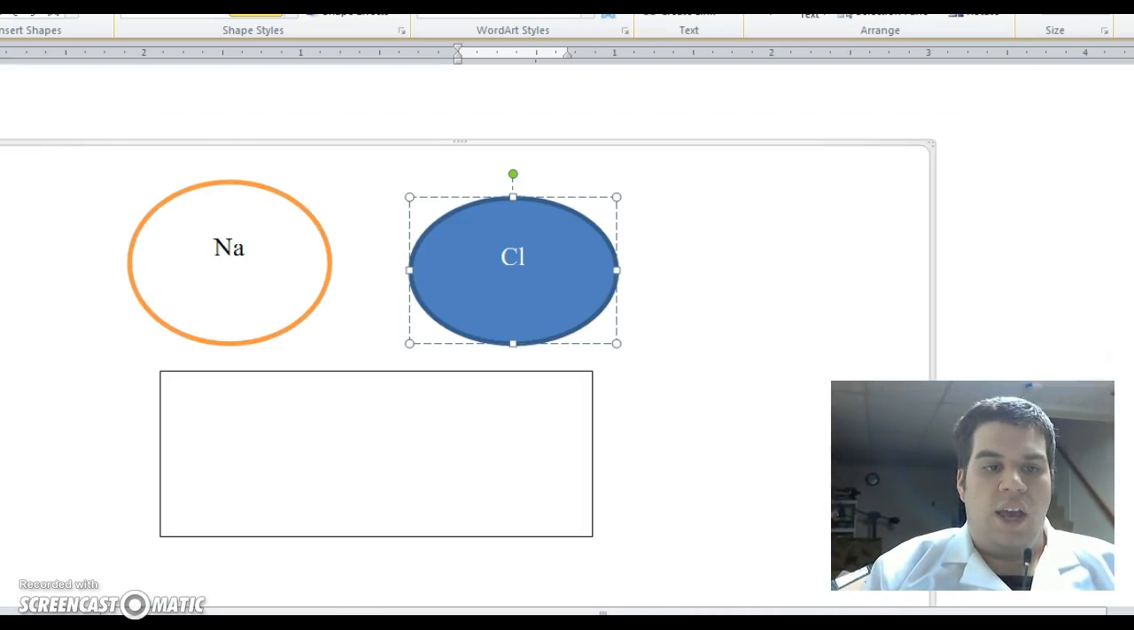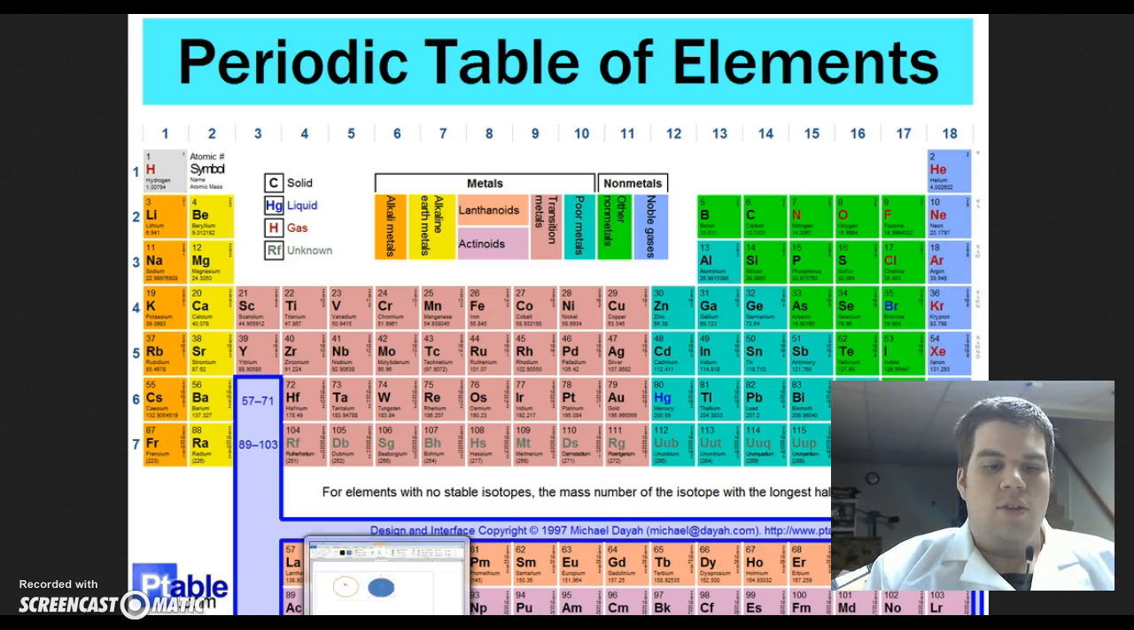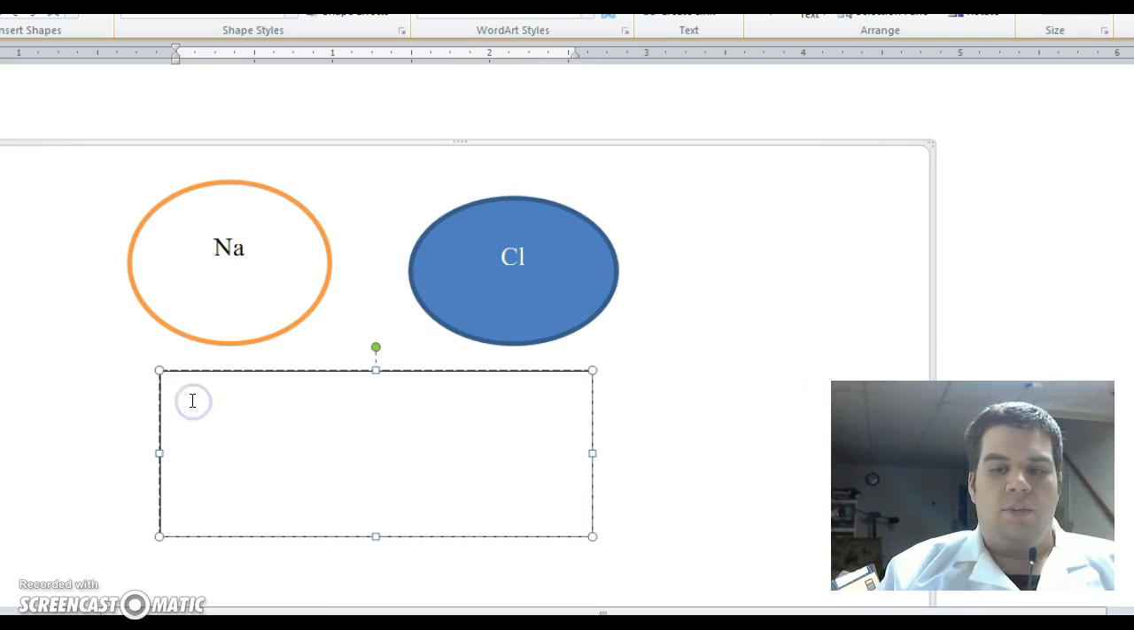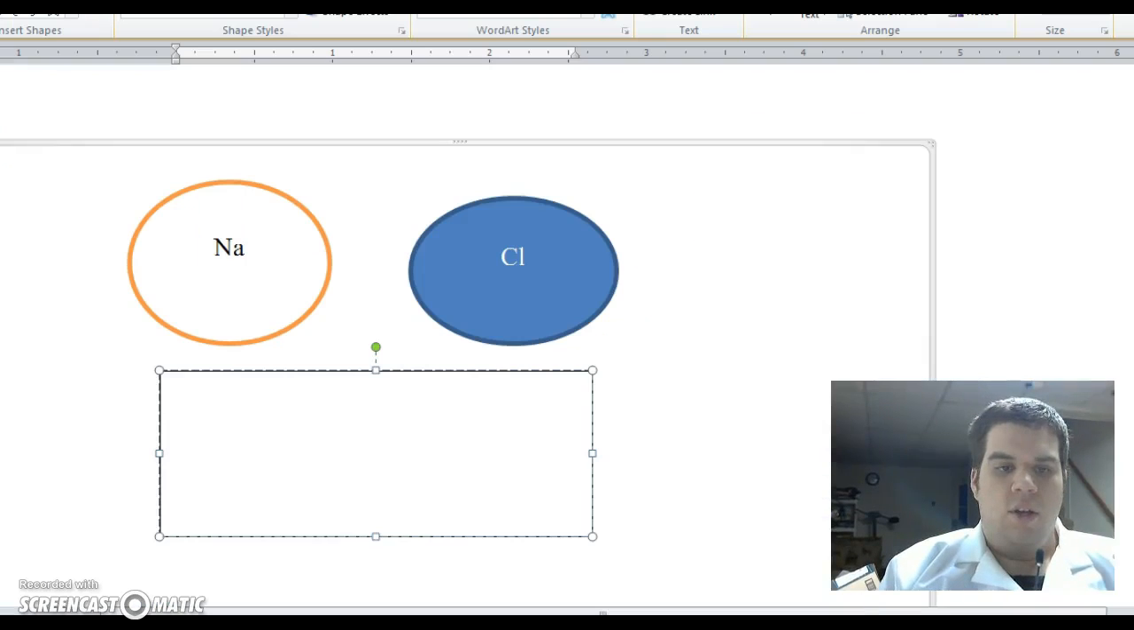So here I have a very simple one, sodium and chlorine. Sodium, Na, I can find right over here, and over here is chlorine. When we name ionic molecules, we always start off with the metal. So sodium was all the way over here. It's a metal. Chlorine is our nonmetal. So we're going to start off by saying sodium. Then I'm going to add in chlorine.